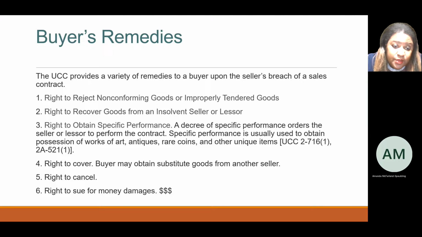I can also sue for money damages if I've already paid, or if I suffer from lost profits because I did not get the item that I needed. Maybe I needed something for my business. If I run a restaurant and I needed a new soda machine, and I did not get the soda machine and I lost profits, I can sue for lost profits. So the buyer's remedies are pretty good under the UCC.